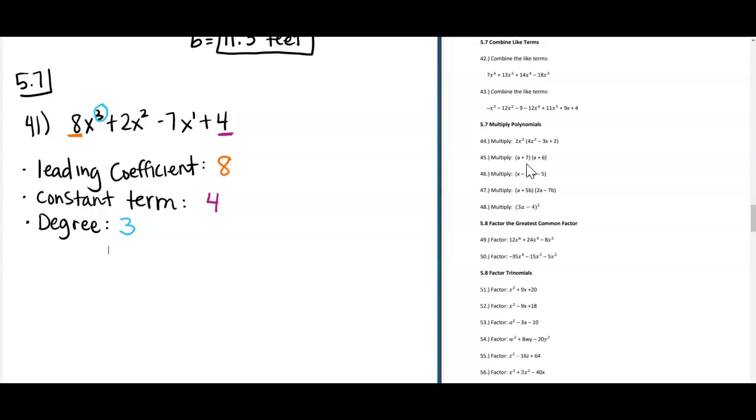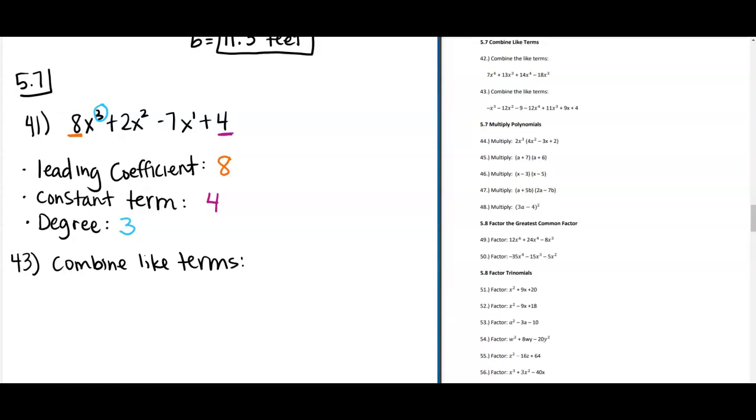All right, let's look at 43 now. 43 wants us to combine the like terms together. Like terms are ones that have the same variable with the same exponent on it. So x and x squared are not like terms. x squared and 3x squared would be like terms.